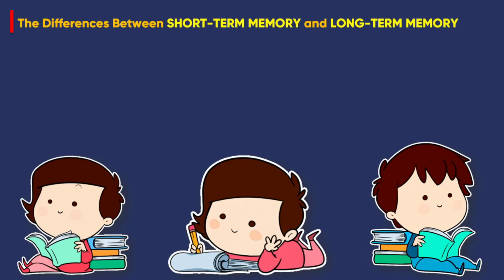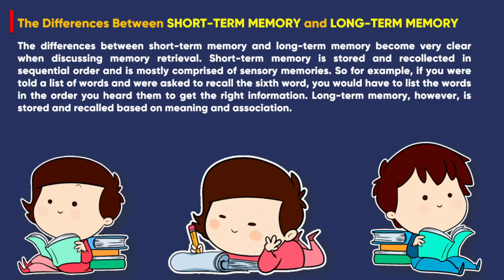Now, the difference between short-term memory and long-term memory. The difference between short-term memory and long-term memory becomes very clear when discussing memory retrieval. Short-term memory is stored and recollected in sequential order and is mostly comprised of sensory memories. So, for example, if you were told a list of words and were asked to recall the sixth word, you would have to list the words in the order you heard them to get the right information.